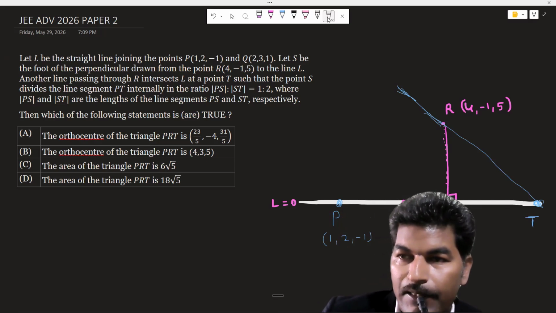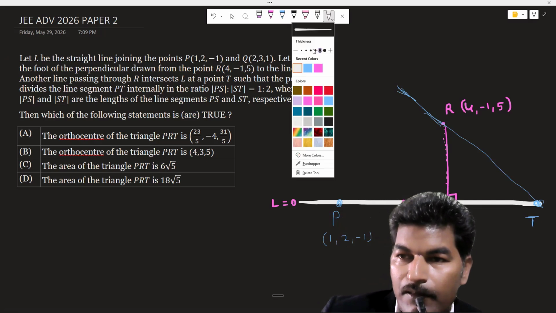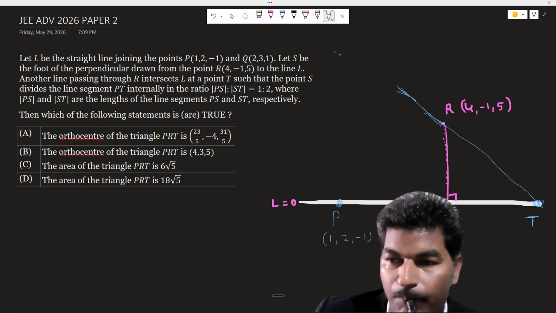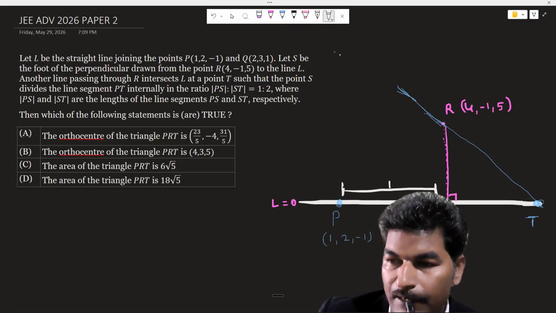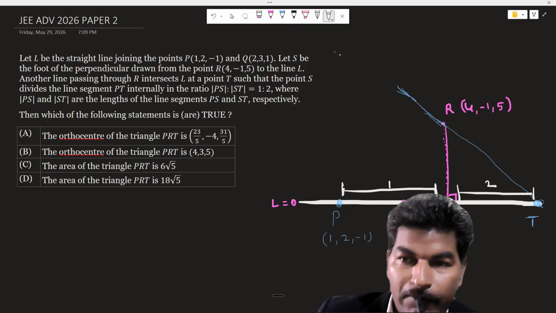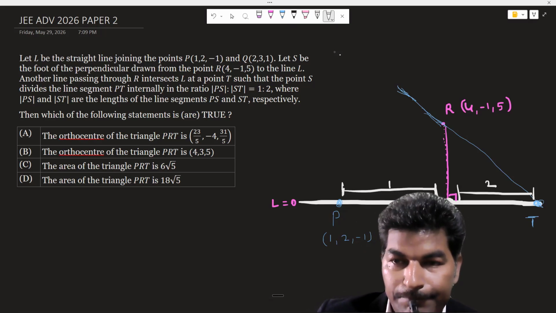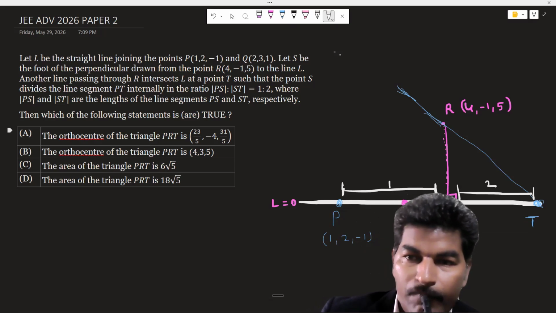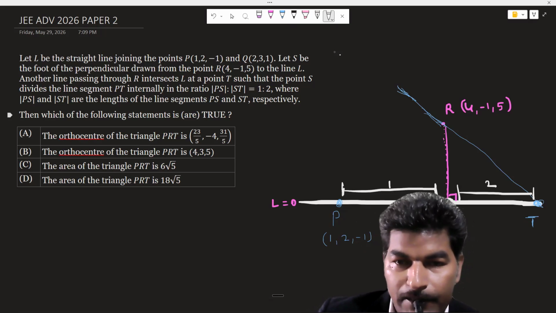Such that the ratio PS to ST is 1 to 2. From P to S is 1 part, and from S to T is 2 parts. In this way, this point S is dividing the length PT in a 1:2 ratio. So which of the following is true?